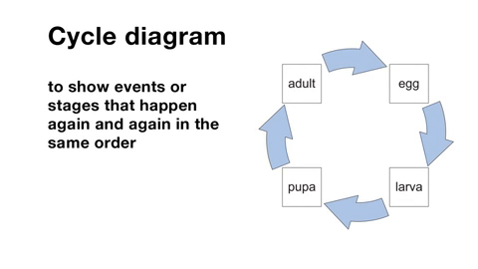If the stages in a process are circular and happen again and again in the same order, we can use a cycle diagram. They are often used to show life cycles, such as this life cycle of a butterfly.